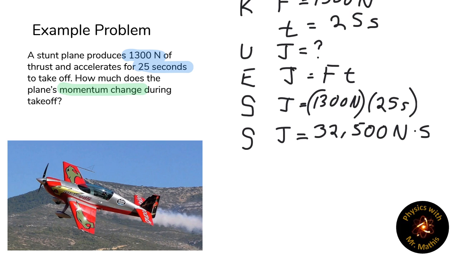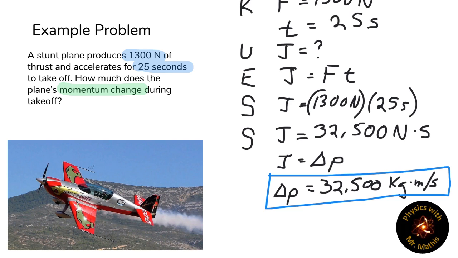I'm looking for the momentum change, but remember the impulse momentum theorem. J equals delta p, or impulse equals change in momentum. Since impulse and change in momentum are equal, my final answer is that change in momentum, delta p, equals 32,500 kilogram meters per second. Remember to change it to units for momentum.